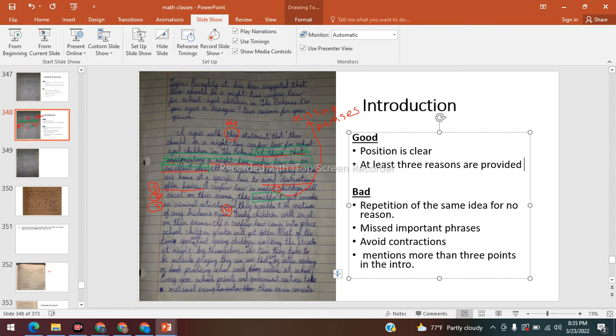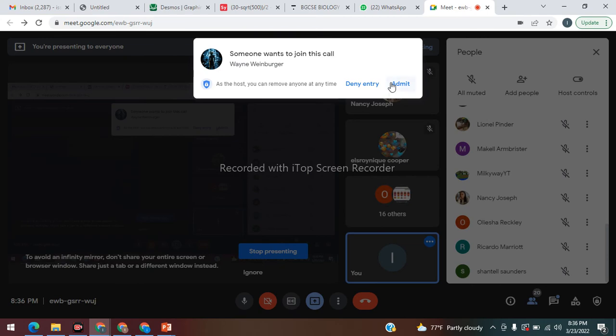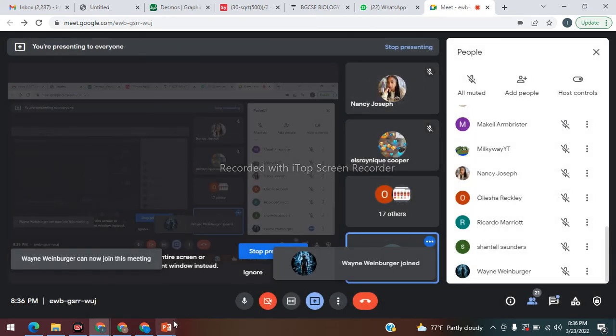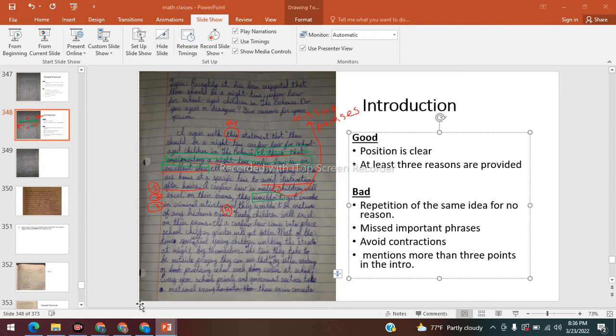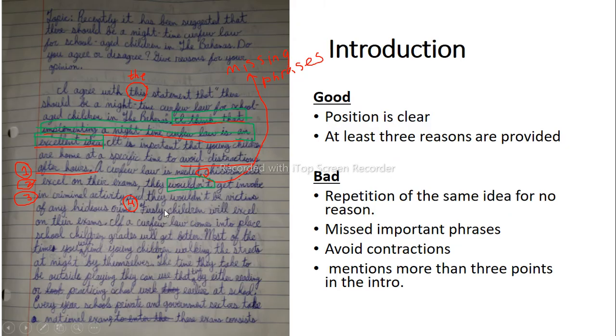So the only points you mention in the introduction are the points that you're going to discuss. If you're not going to discuss it, don't mention it. All right. It's very important. So, okay, and then the person begins with firstly. Okay, so clearly they said that firstly children will excel in their exams. So was that the first point that they mentioned in the introduction?